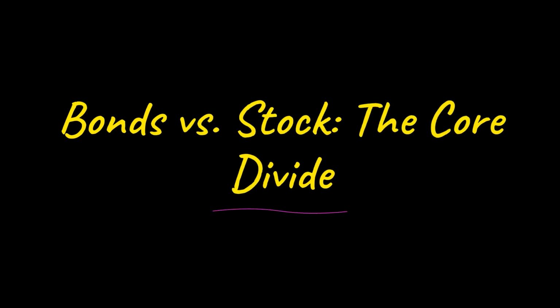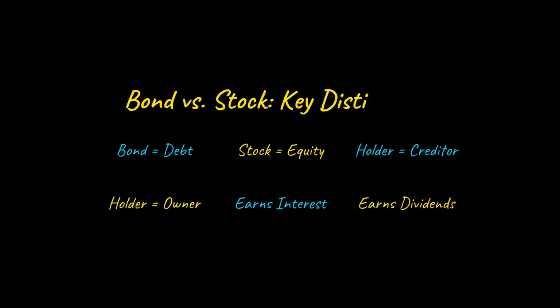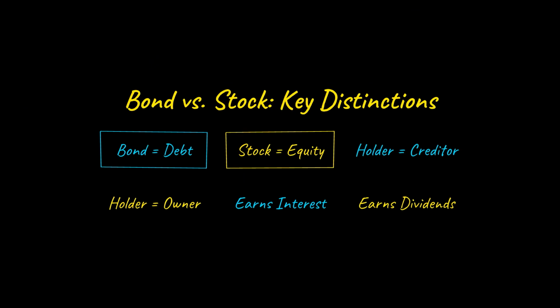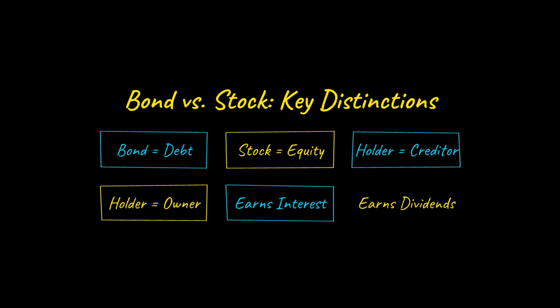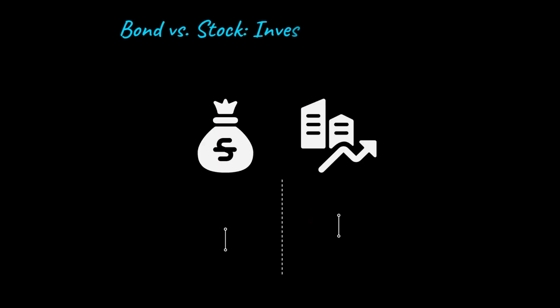Securities represent financial claims, and the two most important kinds, bonds and stock, represent fundamentally different relationships between an investor and an issuer. Understanding that divide is the key to nearly every exam question on this topic. A bond is a debt security. The investor is a lender and becomes a creditor, entitled to fixed interest payments and repayment of principal. Stock is an equity security. The investor becomes an owner, sharing in the firm's profits through dividends and benefiting if the share price rises.